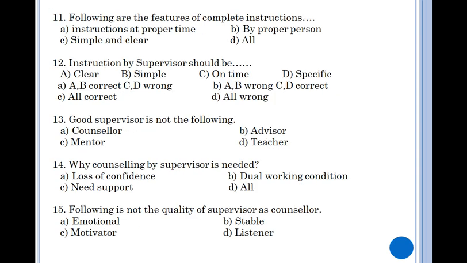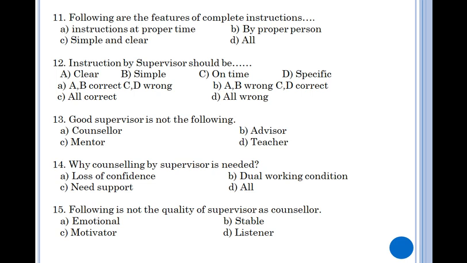Next, question number 11. Following are the features of complete instructions. So the question asks, what are the properties of a complete instruction? We have four options: A, instructions at proper time; B, by proper person; C, simple and clear; and D, all. The complete instruction is the instruction which is given at a proper time, by a proper person, and which is simple and clear, so that it can be understood by the workers, the subordinates, all the workers in a company. So option D is correct.